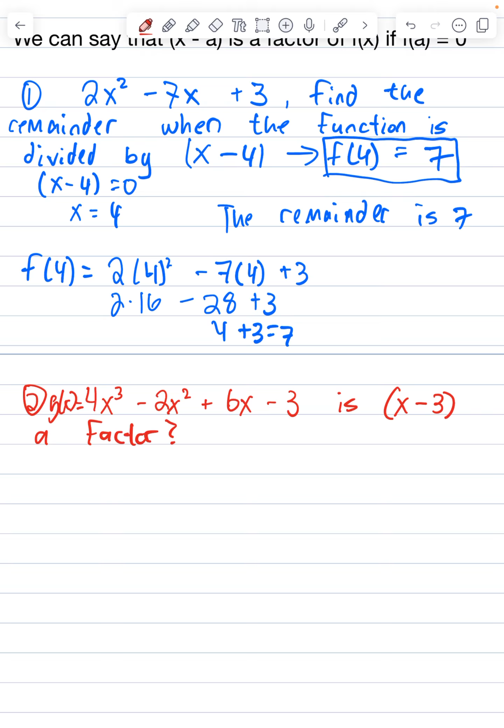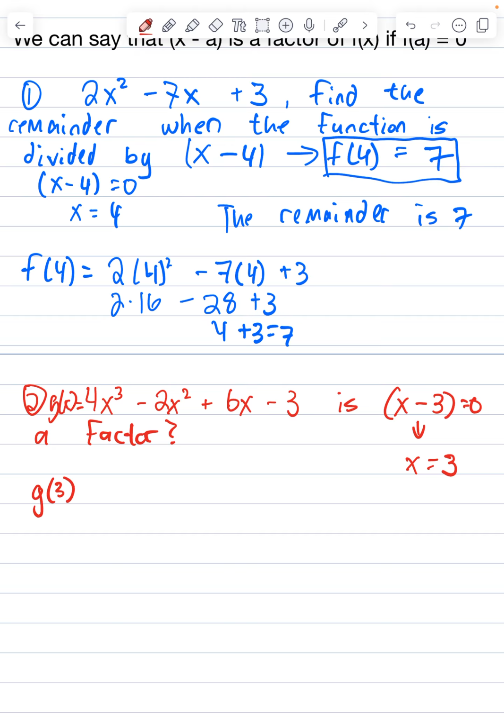Is x minus 3 a factor? Well, how would you do that? You would do the same thing. The factor and remainder theorems lend themselves into each other. The zero for x minus 3: I set it equal to 0 and get x equals 3. So I'm going to plug 3 into g of x.